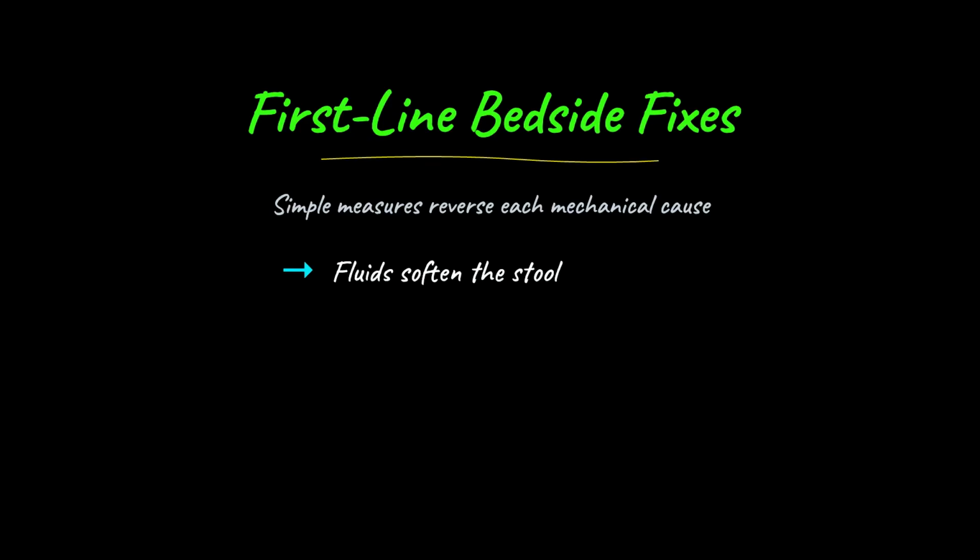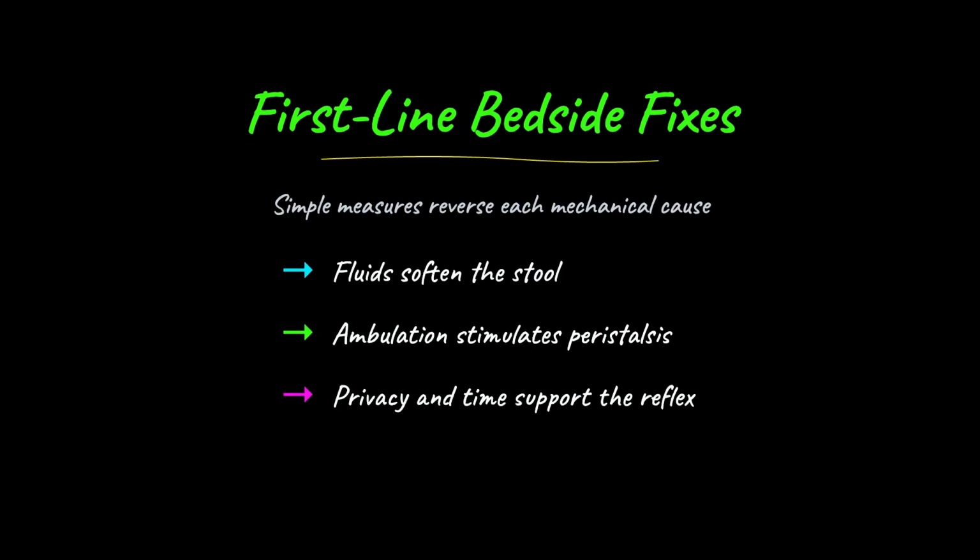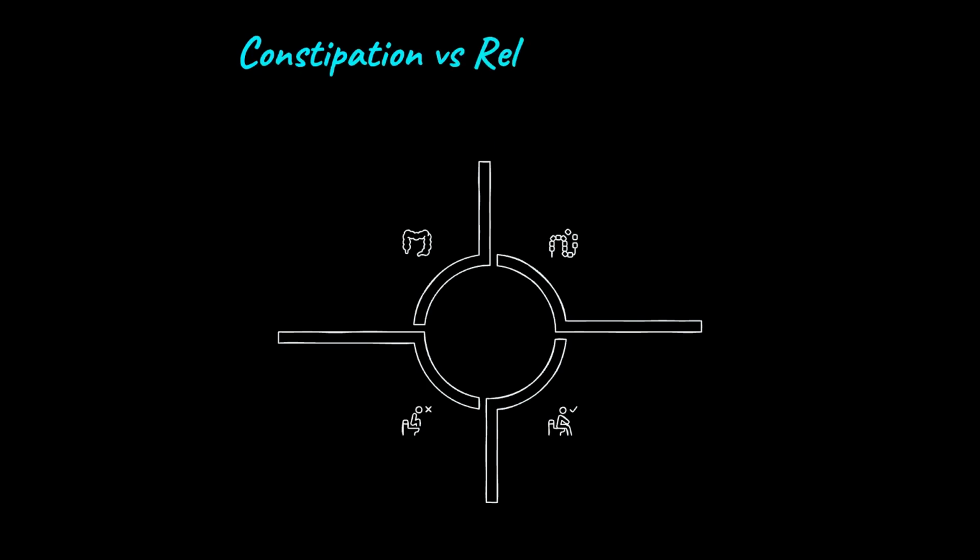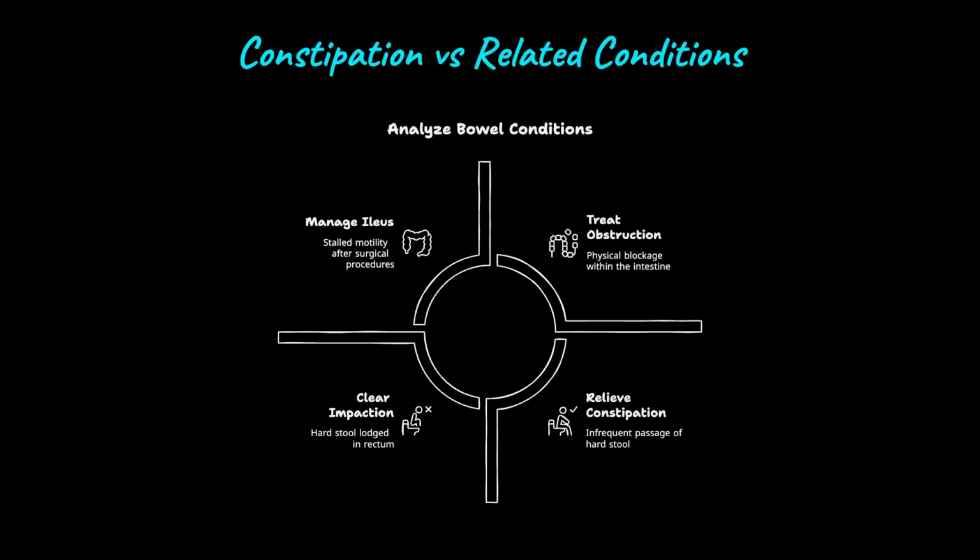Increased fluid softens stool, ambulation stimulates peristalsis, privacy and unhurried time support the natural reflex, and fiber adds bulk when fluids are sufficient. Laxatives and disimpaction come later and only with a provider order. Constipation is often confused with related problems. Fecal impaction is severe constipation with stool stuck in the rectum. Ileus is a functional shutdown of motility after surgery with distension and absent bowel sounds. And bowel obstruction is a mechanical blockage requiring emergency care.